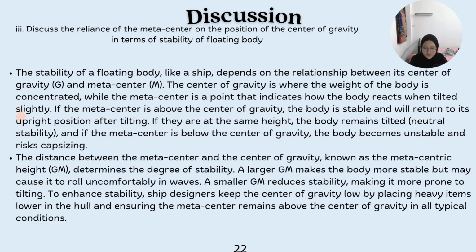The distance between the metacenter and the center of gravity, known as the metacentric height, GM, determines the degree of stability. A larger GM will make the body more stable, but it may cause it to roll uncomfortably in waves. A smaller GM reduces stability, making it more prone to tilting. To enhance stability, ship designers keep the center of gravity low by placing heavy items lower in the hull, ensuring the metacenter remains above the center of gravity in all typical conditions.